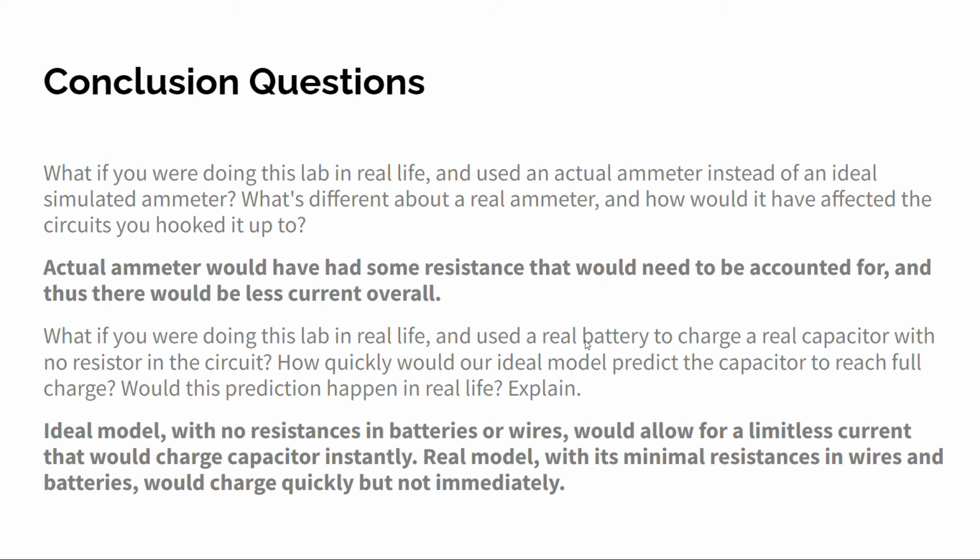To conclude, if we had done this in real life, our ammeter would not have been perfectly ideal, so it would have had some resistance, and this would have decreased the current flowing through our circuit. Additionally, in a completely ideal model in which there is no resistance in batteries or wires, the equivalent resistance of the system would have been 0.